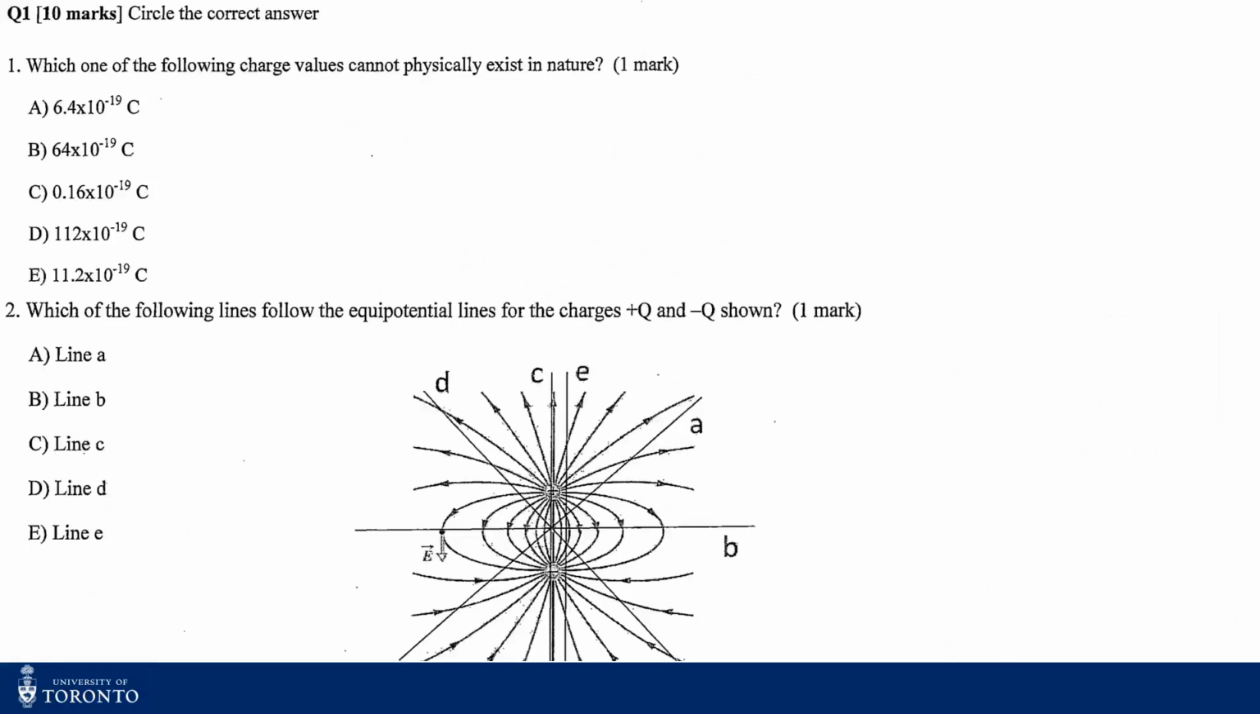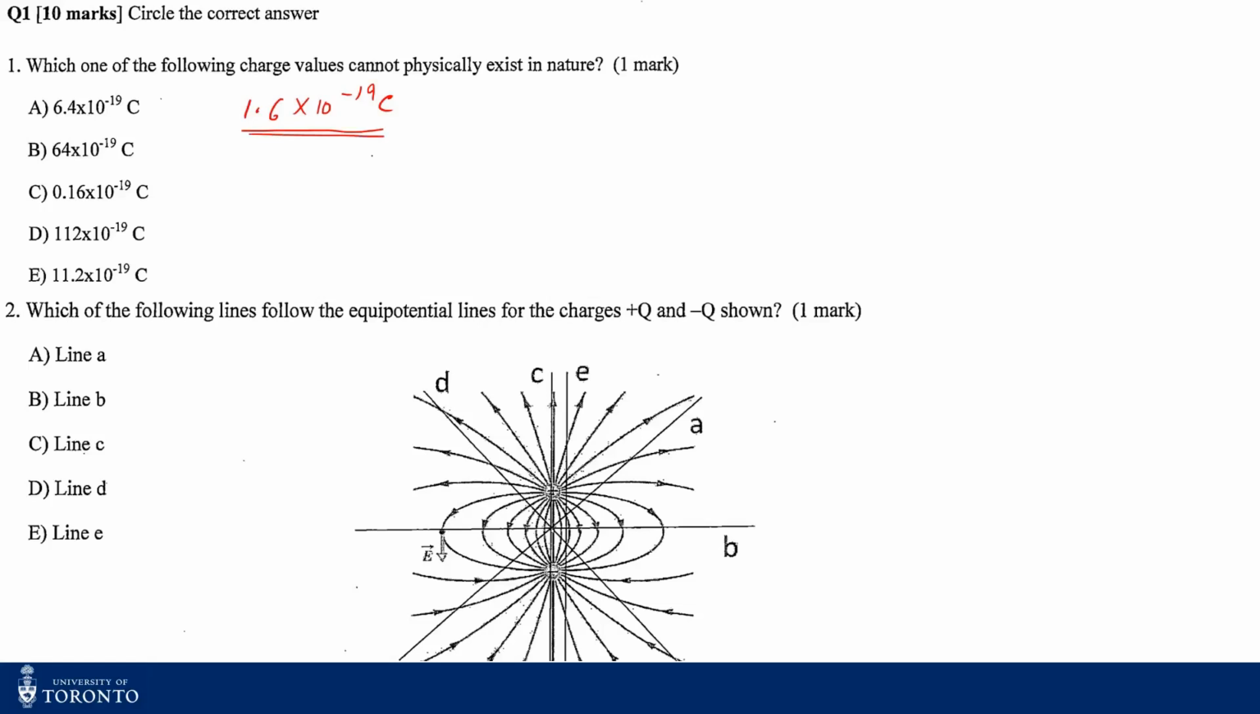All right, here we see in the first question, they have asked us to find out which charge value is physically not possible. So we know that the minimum charge is the charge of an electron, which is basically 1.6 into 10 power minus 19 coulombs. So whatever charge we may have in the universe, that will be a multiple of this value, right?